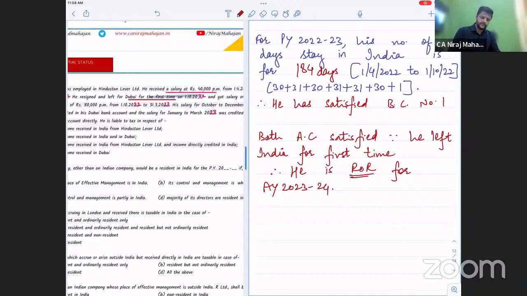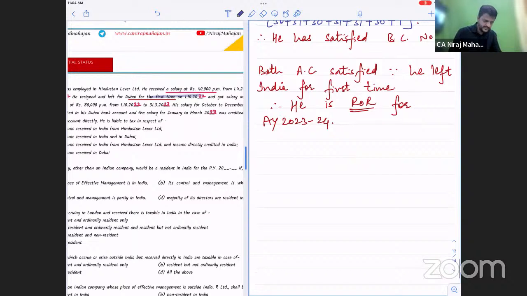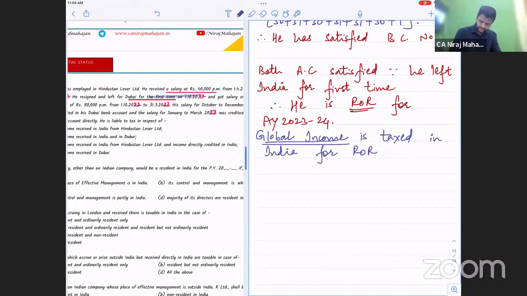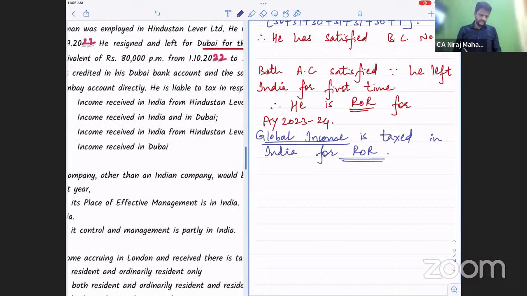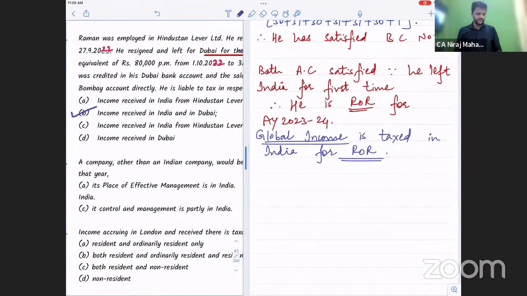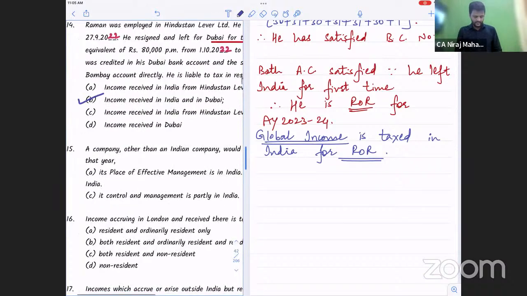He is ROR. And which incomes are taxable for ROR in India? Both foreign and Indian. Global income is taxed in India for ROR. Clear or no? Global income is taxed for ROR in India. Therefore, what is the answer? Yes. Both Indian and Dubai income will be taxed in India. Understood or no? Very important. Both Dubai and Indian income will be taxed in India.